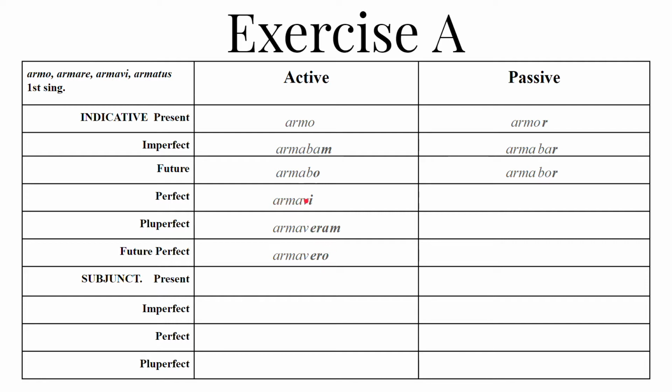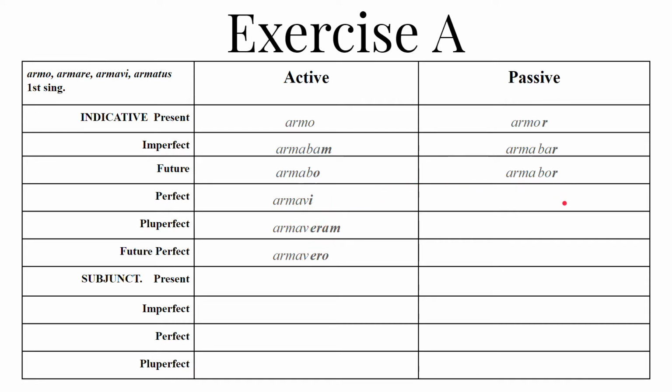So armavi, the perfect tense, has two translations. I armed and I have armed, either the ed form of the verb in the past tense or the English third principal part with the helping verb has, have. Pluperfect translated had, I had armed, and the future perfect, I will have armed. And these are all active voice.